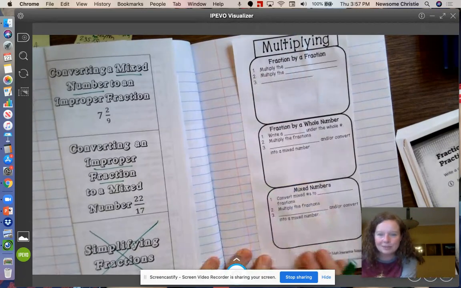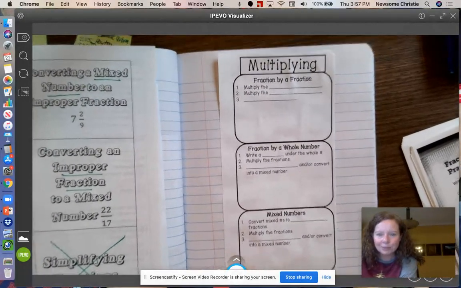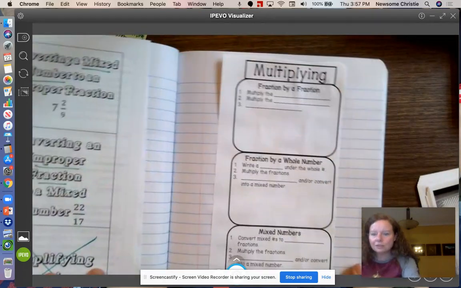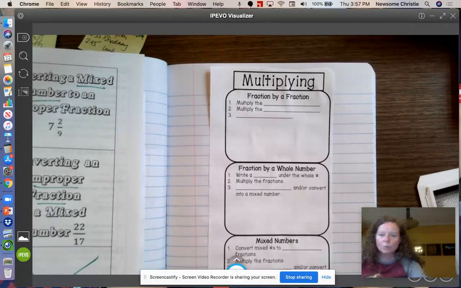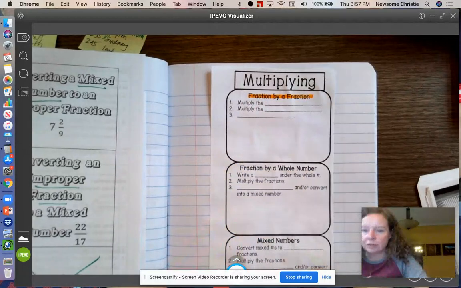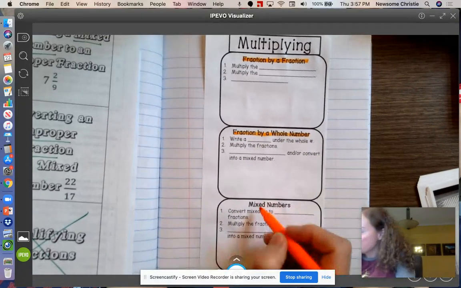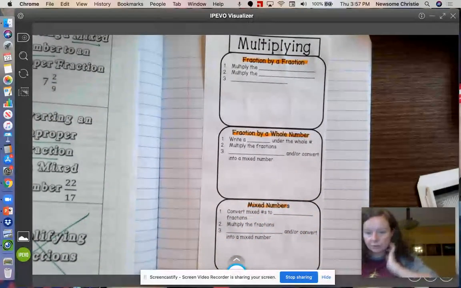And so I think most kids will agree with me that the process is a little bit simpler than addition and subtraction. So let's take a look at our interactive here. When we are talking about multiplying, we need to think about what our numbers are that we're multiplying. So we can multiply a fraction by a fraction, a fraction by a whole number, and then we can also multiply two mixed numbers. And we're going to do an example of each of those, okay?